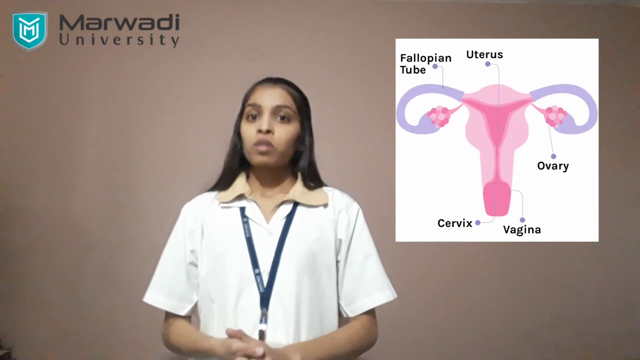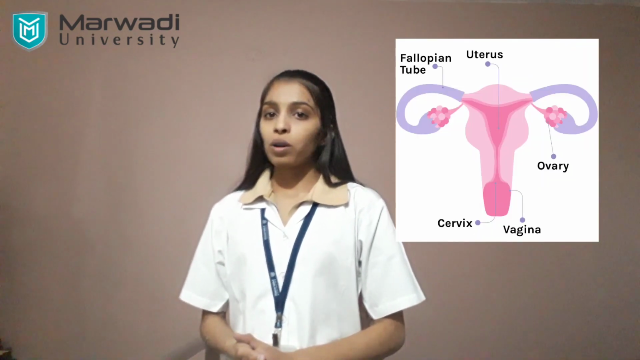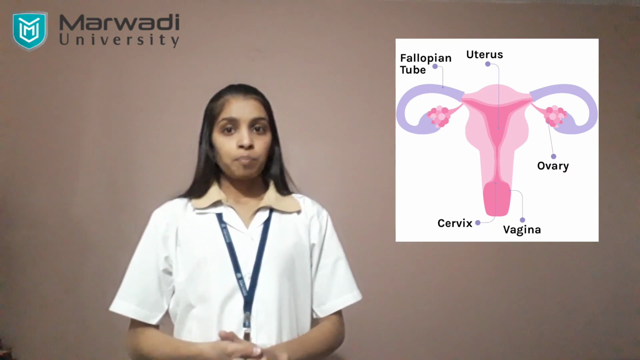Today in this video we are discussing the internal genital organs of the female. The female's internal genital organs are the vagina, uterus, fallopian tubes and ovaries. First, a discussion about the vagina.